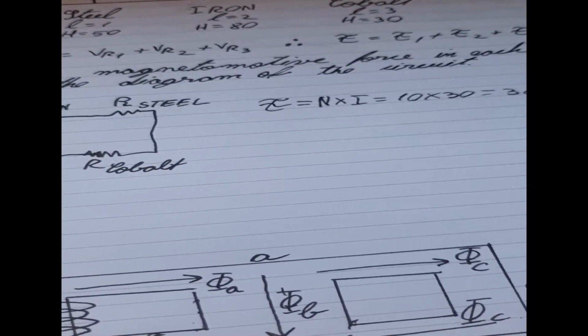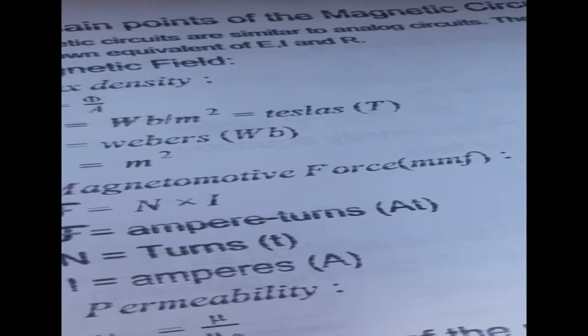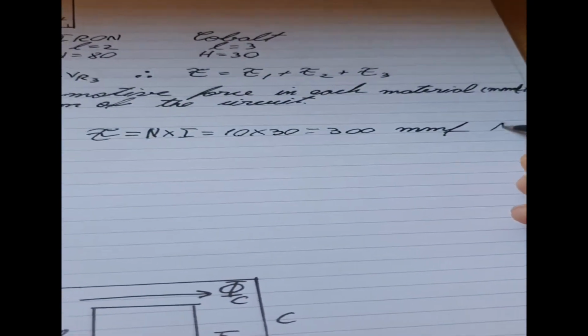Alright. MMF. There you go. I don't think it has a symbol. Let me check. Oh yeah, it does. It's got 80 as a symbol. Okay, let's put 80 then. There you go. Alright, let's keep going.